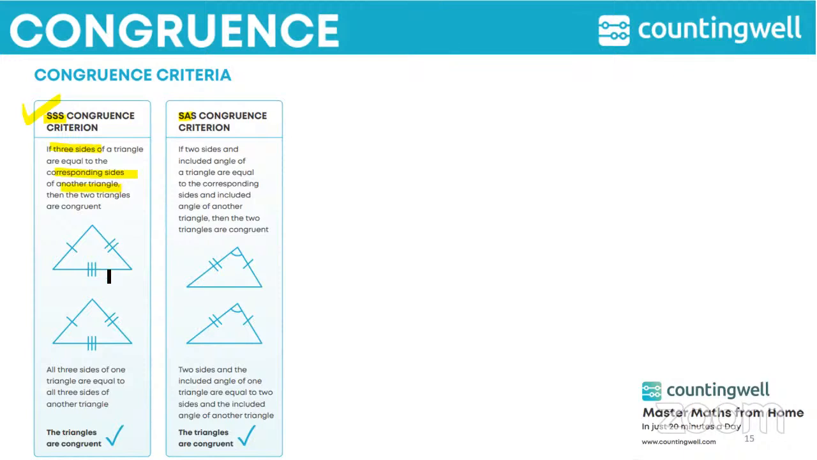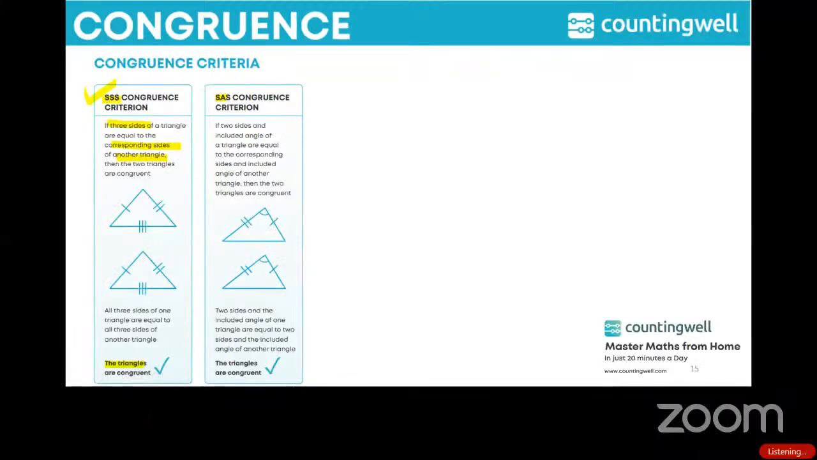So if you are given two triangles having three sides and the lengths of these three sides are given, and if you find one side of a triangle is equal to the corresponding side of another triangle and the same with the other two sides, then we say the triangles are congruent by SSS congruence.